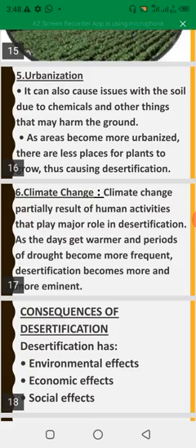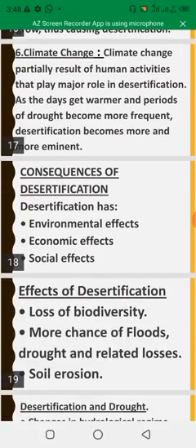Then number 6 is climate change. Climate change is a process where we have a change of season from rainy season to dry season. So in the dry season, the day gets warmer and the period of drought becomes frequent. Therefore, desertification will be setting in little by little. So these are the causes of desertification.